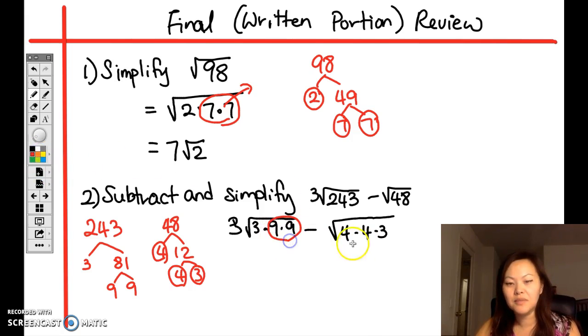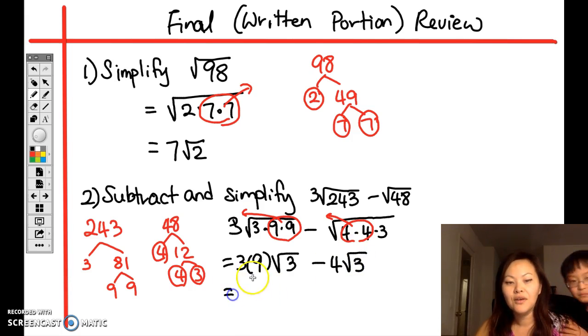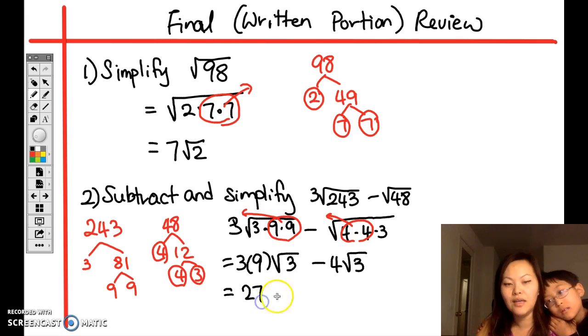that this escapes and this escapes, right? So they go outside. The 3 was already in there, don't forget that. So you're going to have 3 on the outside already times 9. And then what's left inside? Square root of 3. Over here, the 4 came out, and then the square root of 3 is still inside, right? So 3 times 9 is 27, square root of 3. And then you have minus 4 square root of 3, right?